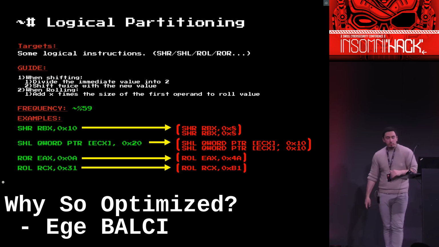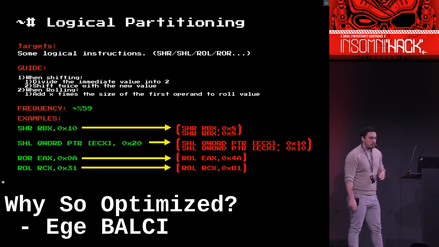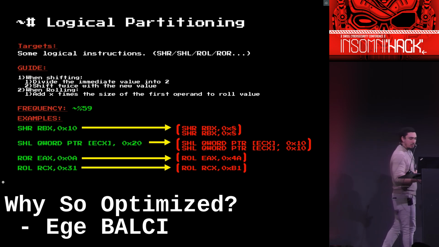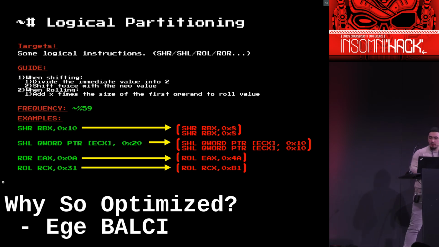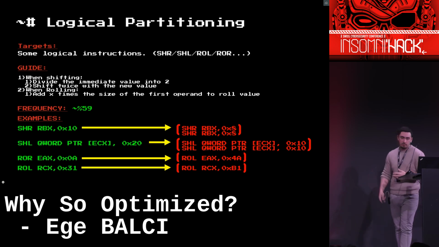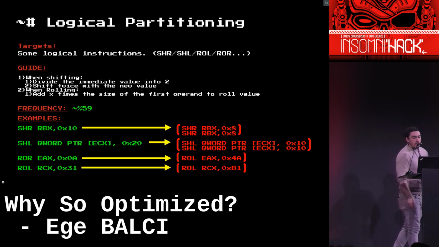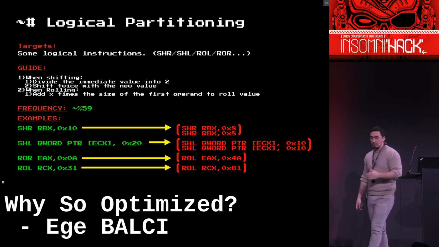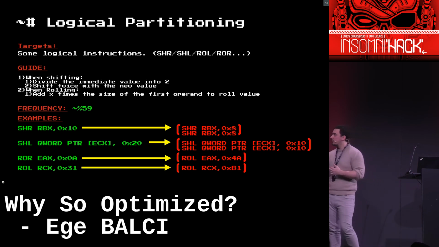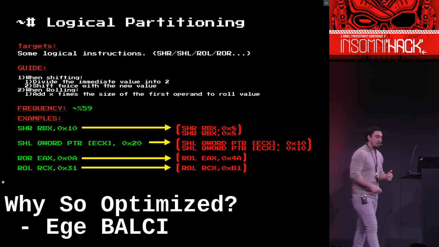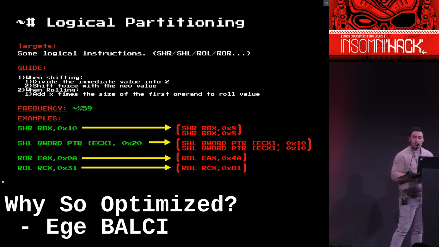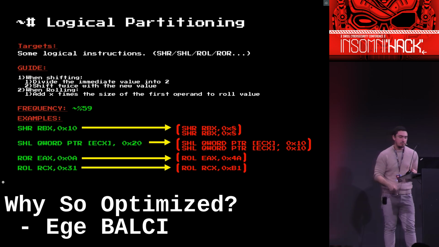So our third transform gadget will be logical partitioning. So very much like arithmetic partitioning, we will be dividing some logical instructions, such as shifts and rolls and other variations of those. When you're partitioning a shift, you will simply divide the immediate value into two. For example, if we are shifting RBX 16 times, we can shift it 8 times twice. So it will give us the exact same result.